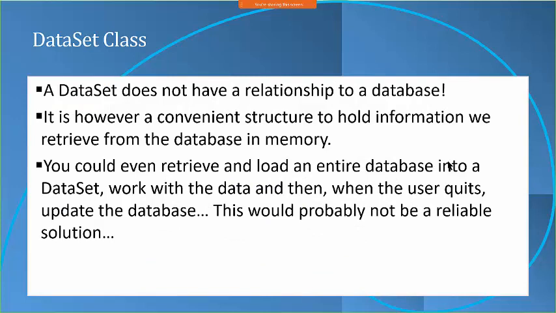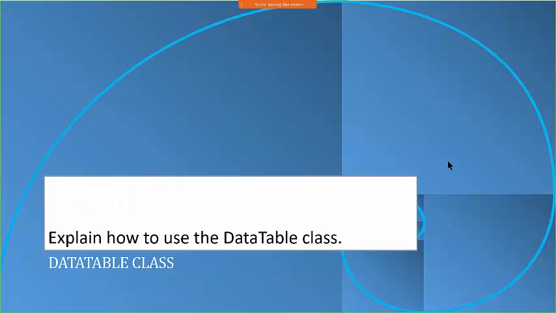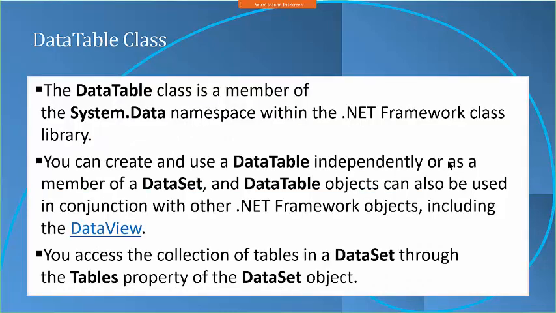It doesn't necessarily have a relationship to a database. It's basically a convenient structure to hold the tables you're getting from the database. You can think of it as a database, but technically it's really just a collection set to hold a bunch of data tables. So the data table class is what holds a lot of our data. It's within the system.data namespace, which means you may have to have that using directive up there.